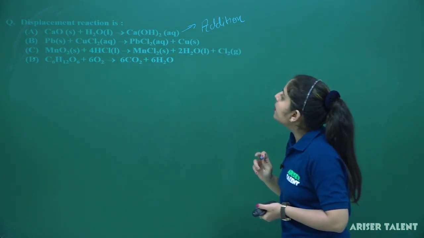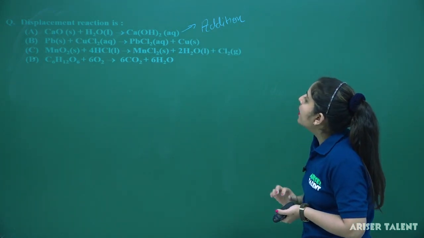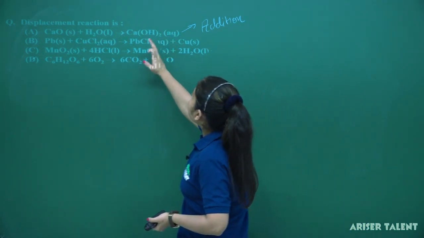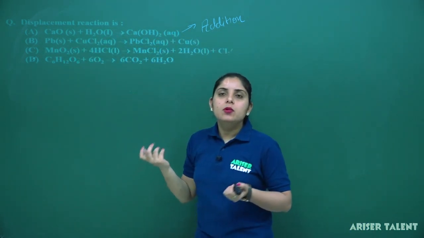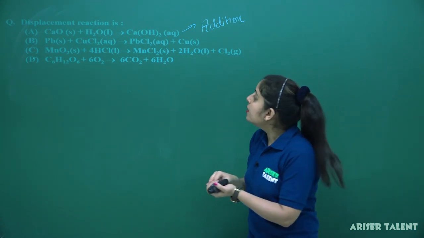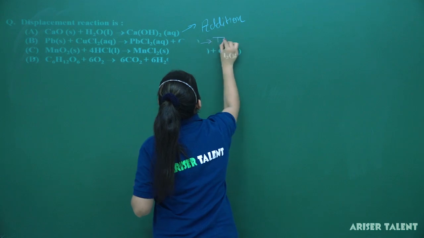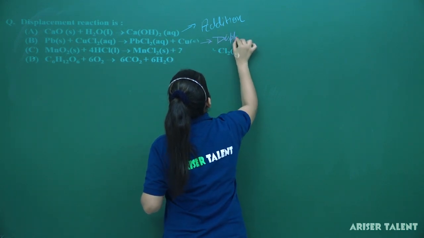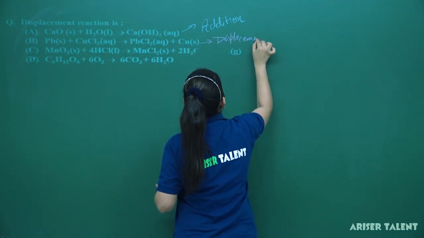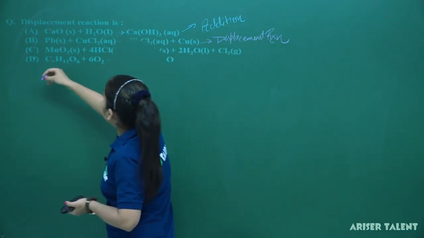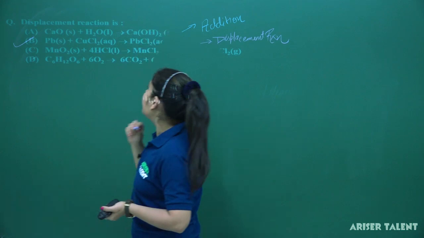Second, Pb plus CuCl2 gives PbCl2 and Cu. It means Pb, being more active, replaces copper in the solution. This kind of equation can be considered as a displacement reaction. So the correct option is option number B.